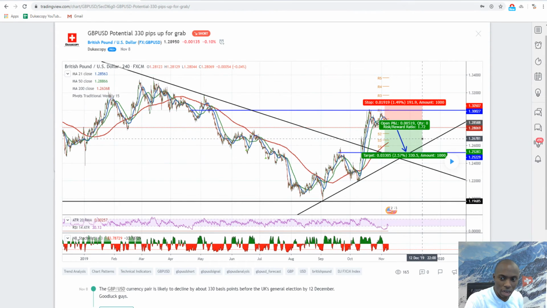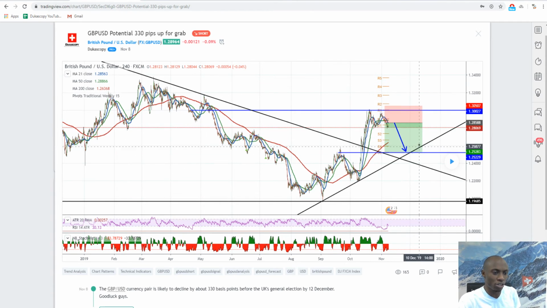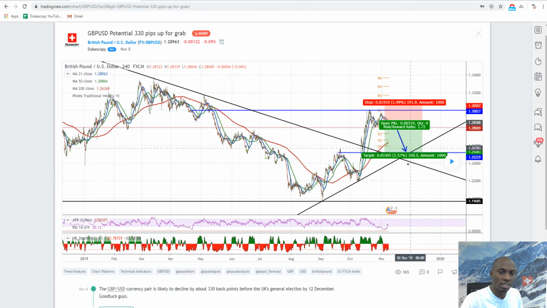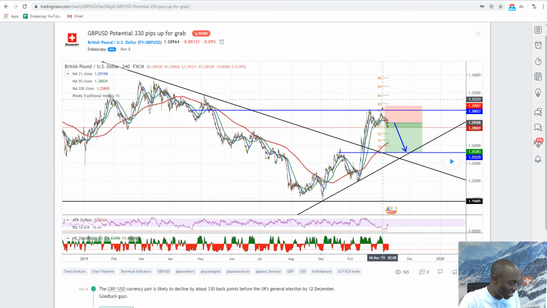And this is valid after the general election, on the 12th, until the 15th of December. That's the validity for the British pounds US dollars.